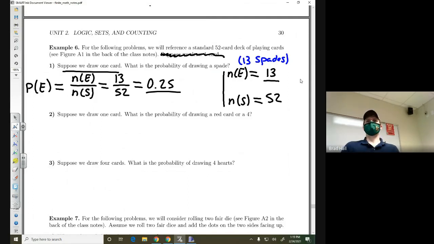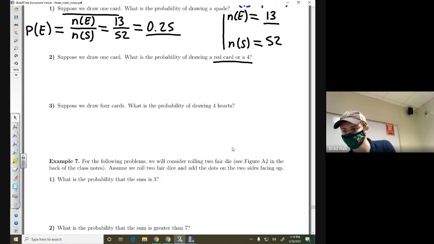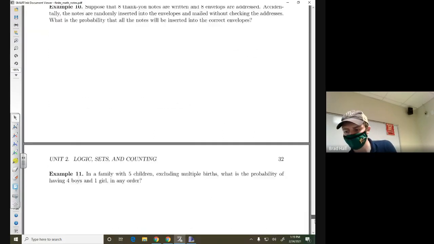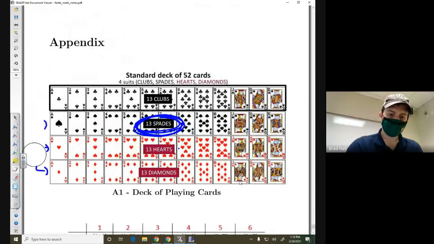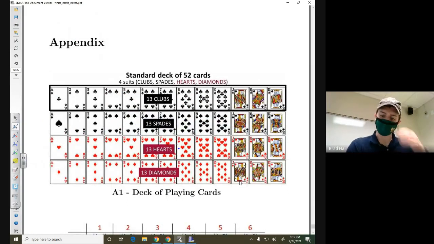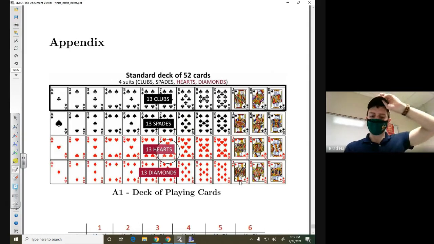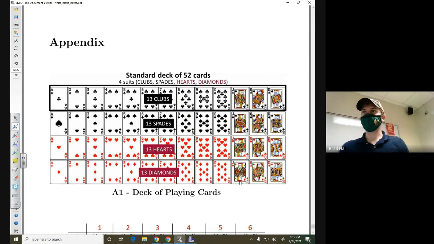The second part might get a little bit more complicated. We're drawing one card again. What's the probability of drawing a red card or a 4? A red card or a 4. Let's remember that phrasing. We'll come back to this. Let's go to our diagram. A red card or a 4. So how many cards, or what quantity, would that be associated with? A red card or a 4?